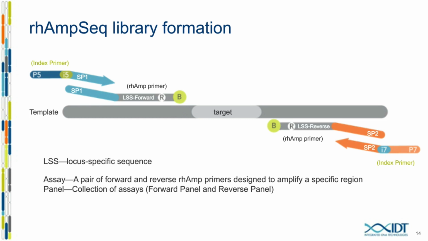This is rhAmpSeq library formation in greater detail with some terminology down here. So we define an assay as a pair of forward and reverse rhAmp primers designed to amplify a specific region, and a panel as a collection of assays. Here you can see we have our target in the center and our locus-specific rhAmp primers. Here is the forward and reverse. They both contain the blocking group and RNA base. And the rhAmp primers also have tails which allow for binding of PCR2 primers. PCR2 is done with our indexing primers, and these will also have the P5 and P7 sequences and also the I5 and I7 sample indexes.